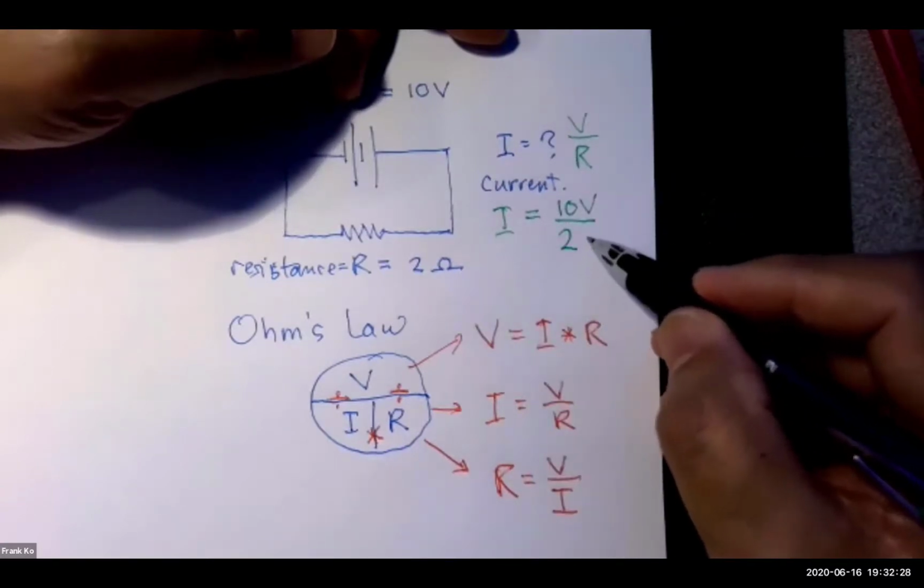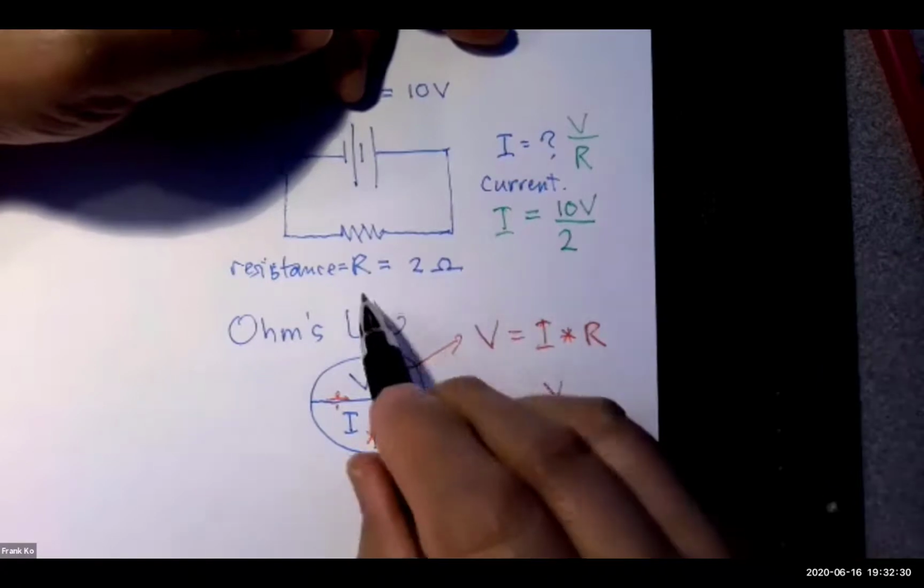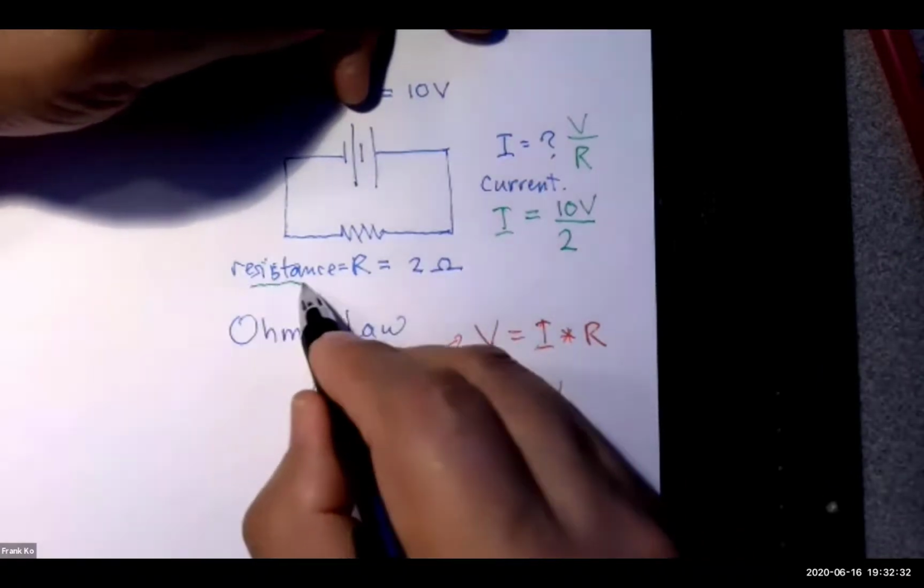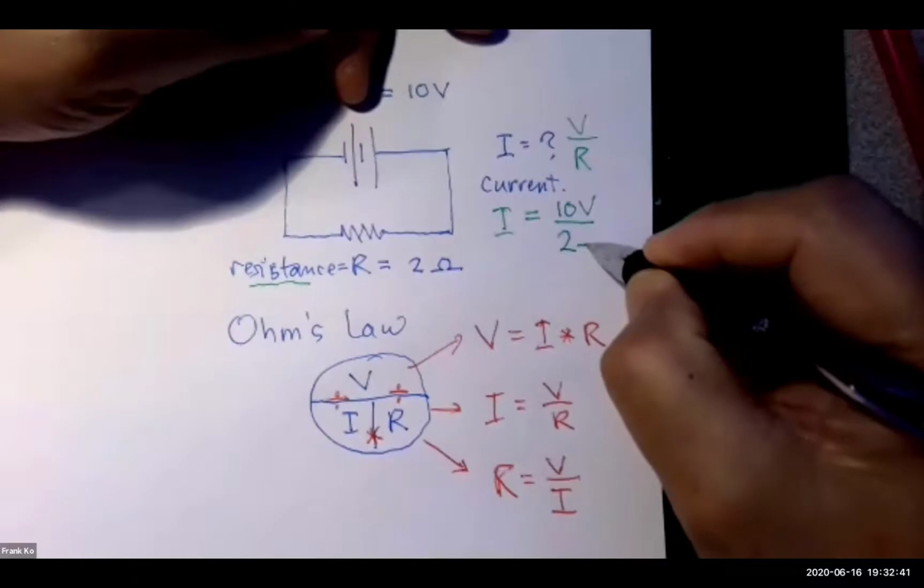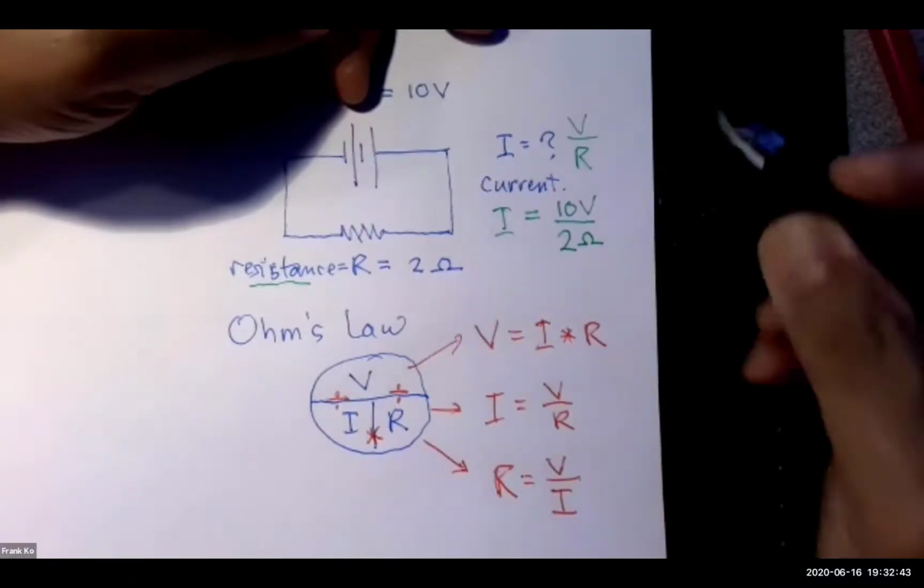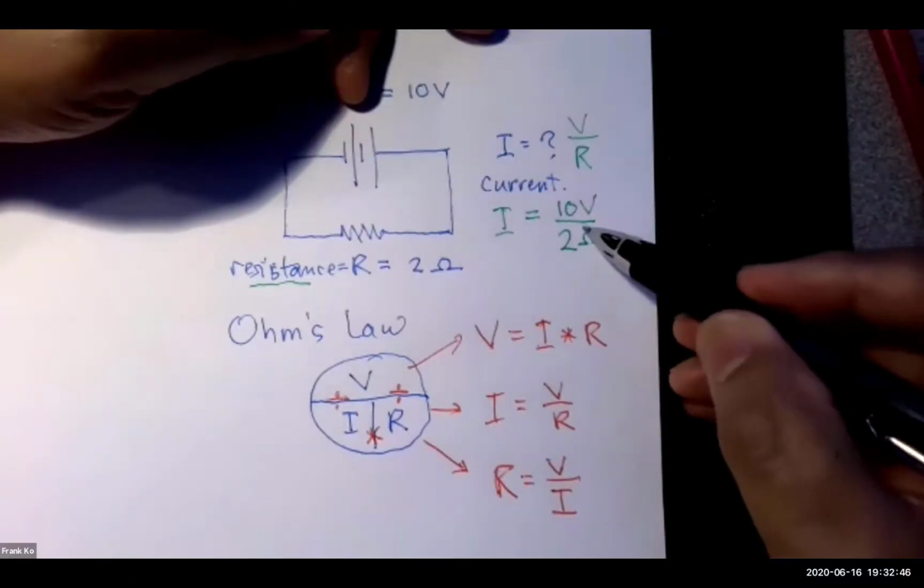Do I write the capital R here? No. R is the symbol for what? Resistance. But what are the units of resistance? Ohms. Do I have a symbol for ohms? Yes, I use this. Okay. So 10V divided by 2 ohms.